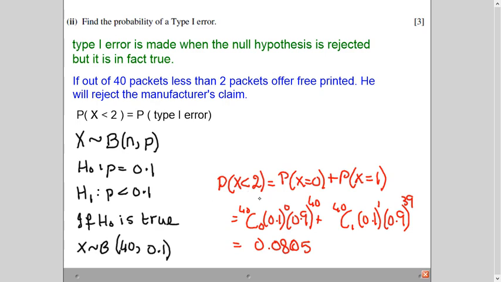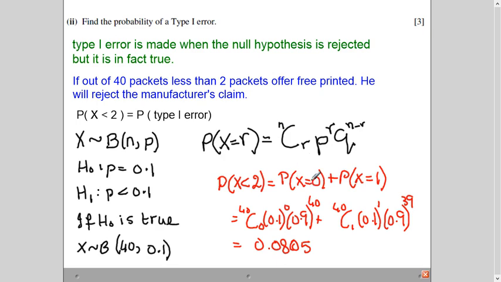After this, I'm simply applying the binomial formula. You remember the binomial formula? What was it? If you don't remember, it was nCr p^r q^(n-r), right? And this was when you're calculating the probability for the variable X equals r. Remember? So I'm applying this formula. My n is 40.